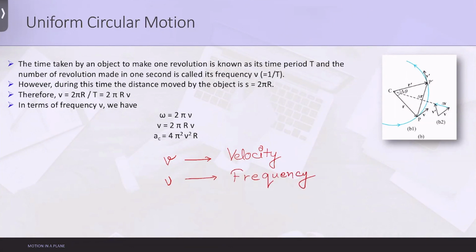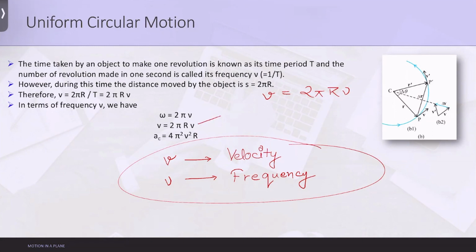So that's how you can understand both these concepts. Finally, what we got is that velocity is nothing but 2 pi r nu, in terms of frequency nu. Now we know V is basically r omega, correct? So 2 pi r nu, correct? If we just remove r, what we'll get? Omega is nothing but equal to 2 pi nu, which is obtained here, correct?